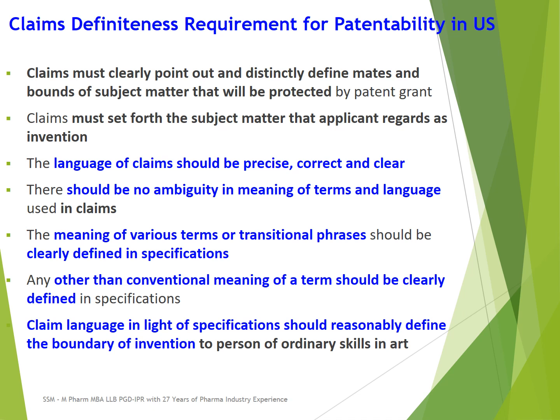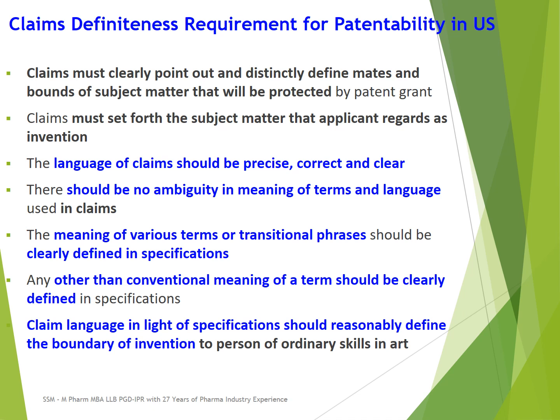Now coming to the claim definiteness requirement for patentability. There are different requirements for getting a patent, or patentability. I explained earlier in some earlier presentation that the basic requirements for patentability are utility, novelty, non-obviousness or inventiveness, and fourth is detailed description or written description. Within the written description, you will find best mode, enablement, complete disclosure, and last is claim definiteness.